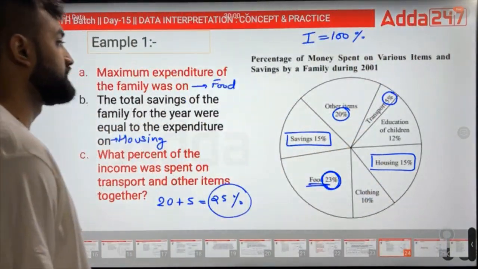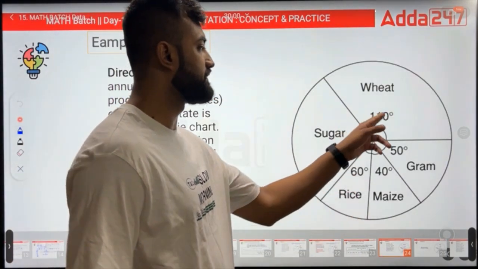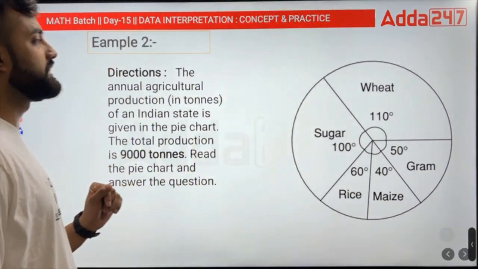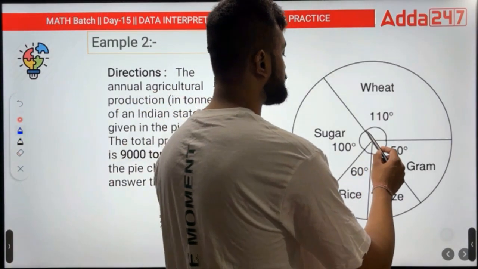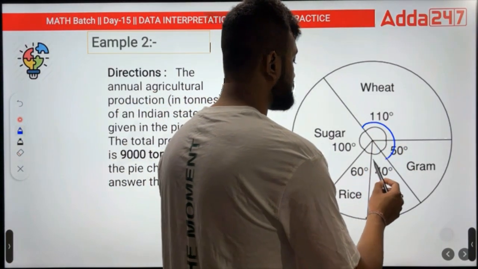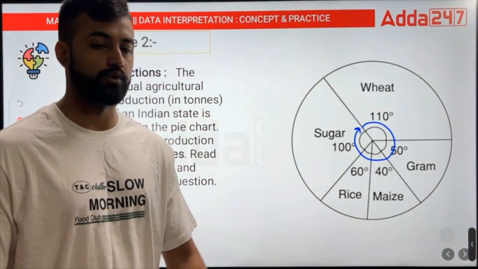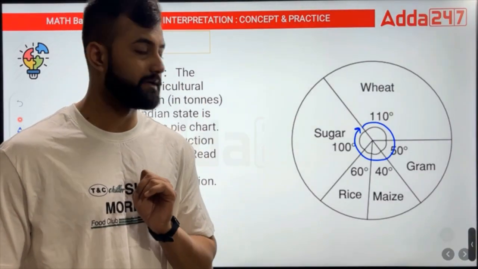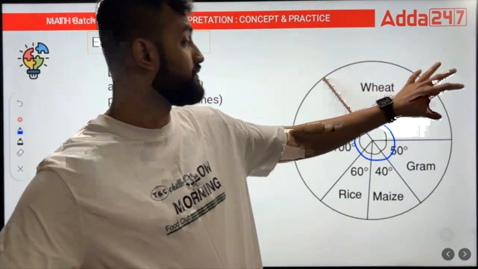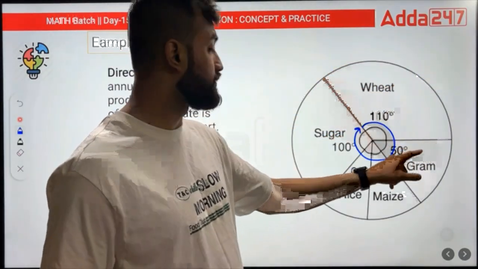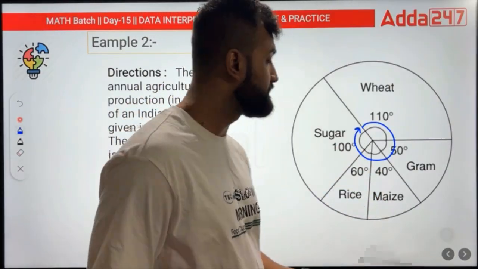Now see this. Sometimes they would give you data in terms of angles also. Out here, if you see, they have given it in angles. So I hope you know in a circle the total angle is how much? 360 degrees. If I start from this point and turn a full circle like this, this is the total angle, and this total angle is always 360 degrees. Out of which a 110 degree portion is for weight, 50 for grams, 40 for measure and so on. So this is the data they have given.